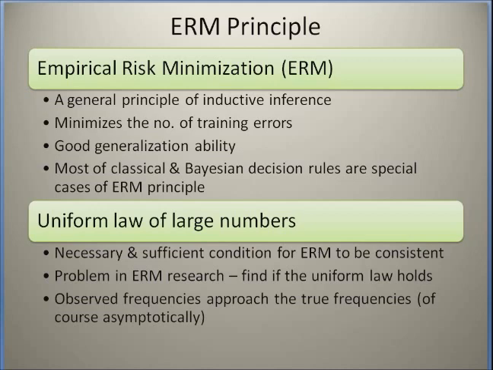in a particular problem. So the general idea behind this uniform law of large numbers is that the observed frequency of events, that is what you learn from the observations, should tend towards the true frequencies, that is the actual frequencies of these events. Of course, this happens only when the number of observations increases, that is, in the asymptotic case. This is basically related to the idea of uniform convergence.